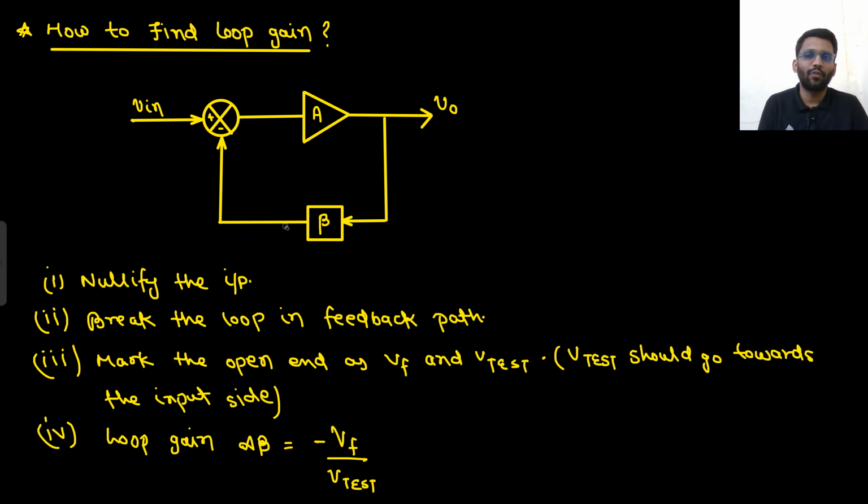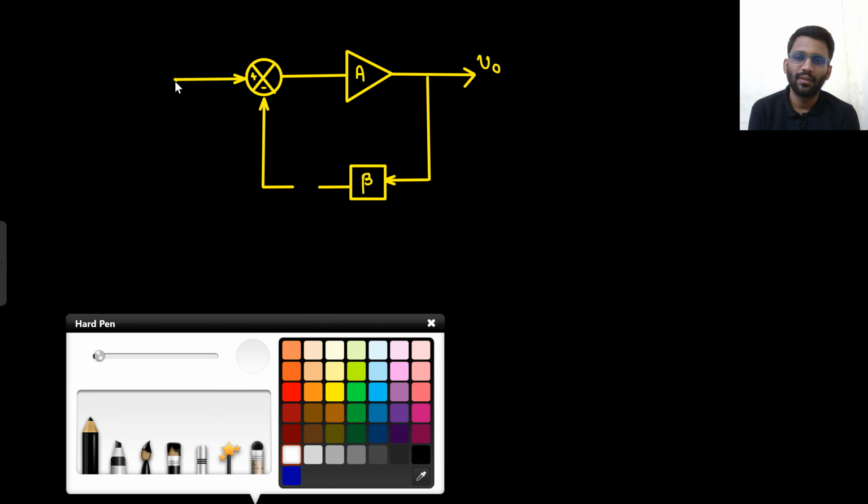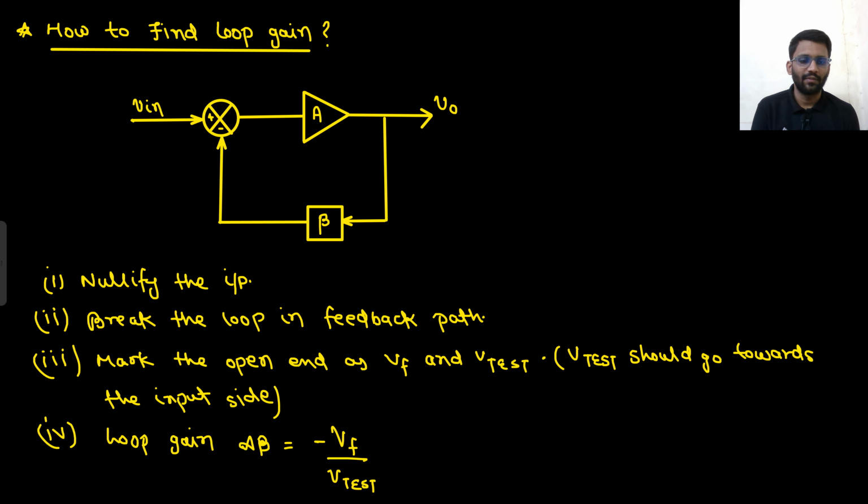So for this particular configuration, find the loop gain. This is our question. First thing I will do is short circuit the input. Input is shorted. Then I will break the loop. After breaking the loop, I will put this point as VF, because that is near to the feedback factor. And this will be V test. Now my target is to find VF by V test.